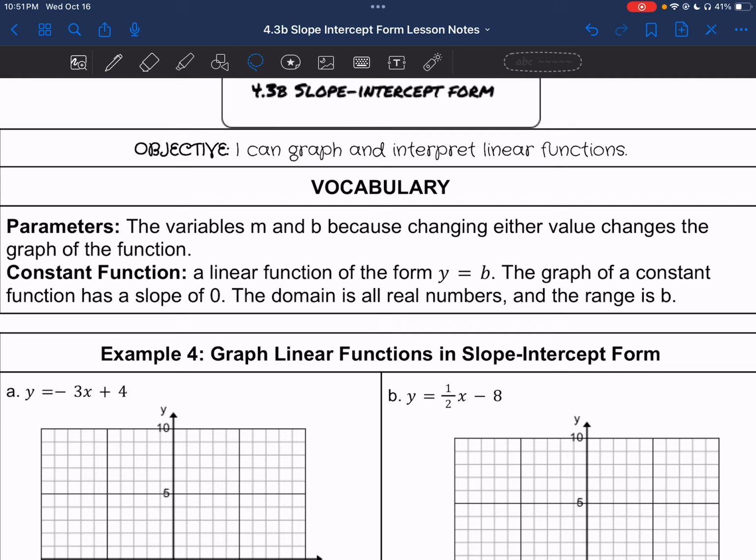Our vocabulary words. The first one is parameters. The variables m and b are parameters because changing either value changes the graph of the function. Secondly, a constant function is a linear function in the form y is equal to b. The graph of a constant function has a slope of 0, and the domain is all real numbers, and the range is b. So no matter what you put in for your x value, your y value will always be your y-intercept.